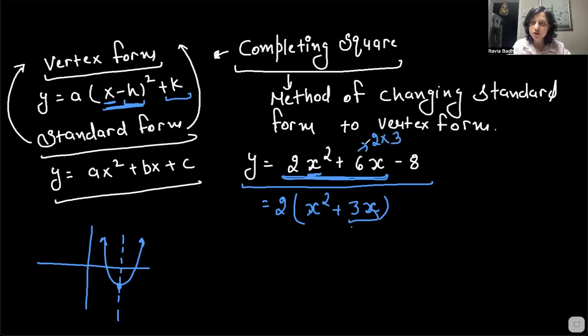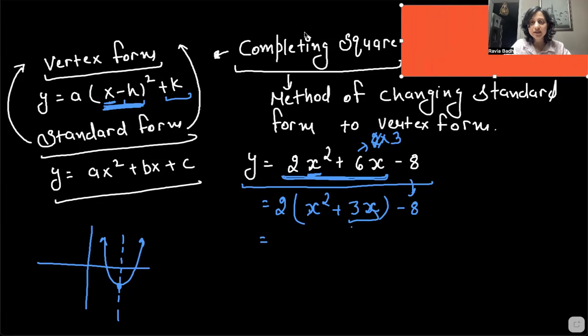So if 2 has gone out, what will I be left with? 3x. And here I'll have minus 8. So now it is still not looking similar to this form. What do we need to do? We have learned these two identities. If you don't remember, I'm just going to give you a quick recap.